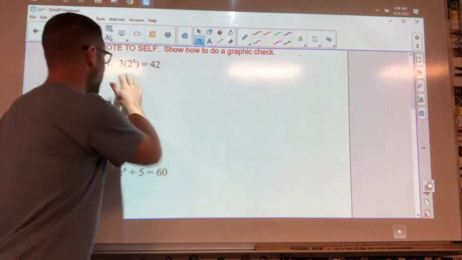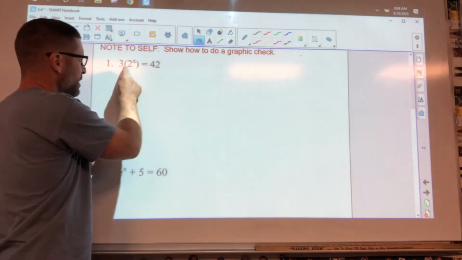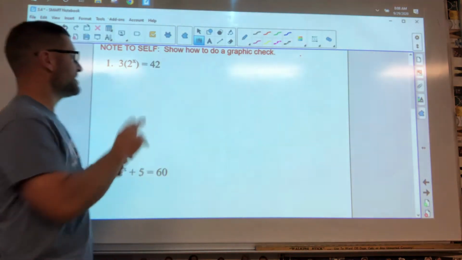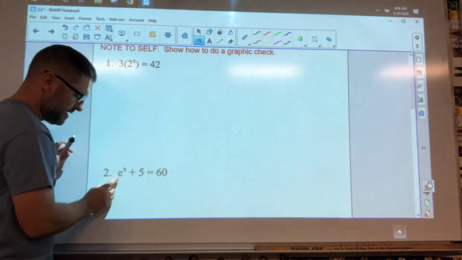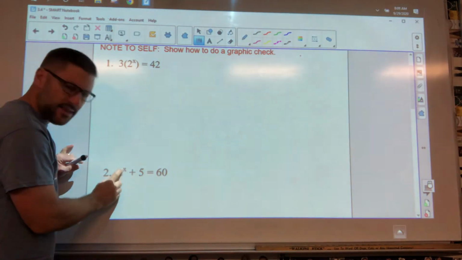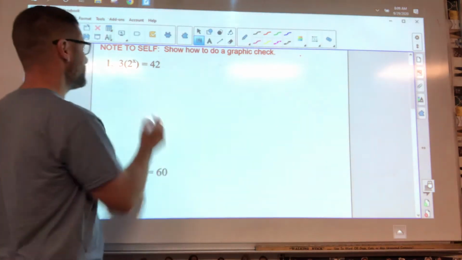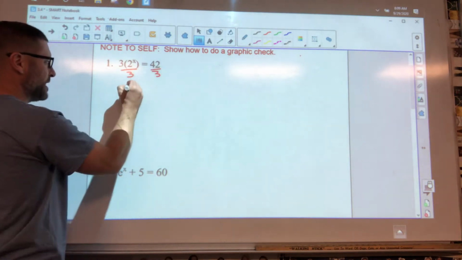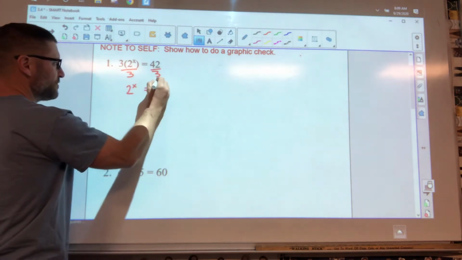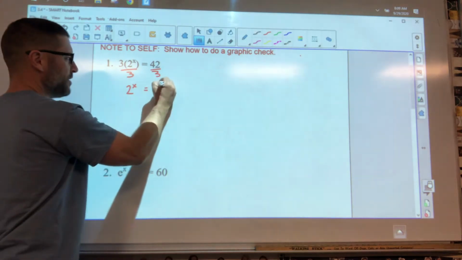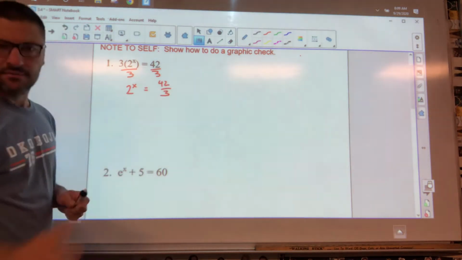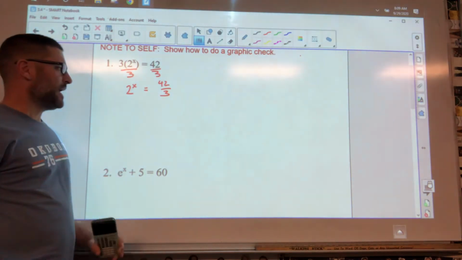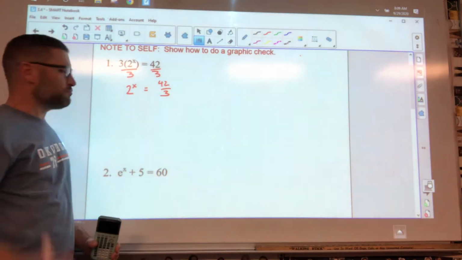What I mean by that is, I've got these numbers up here, but this 2 to the x is what I want to boil it down to. So I need to remove everything that is not with 2 to the x. And removing it is just an algebraic process. So I'm going to divide by 3, divide by 3, and I get 2 to the x equals 42 over 3. You could decimalize that, but I'm just going to leave it. At this point, we've boiled it down to its innermost thing.